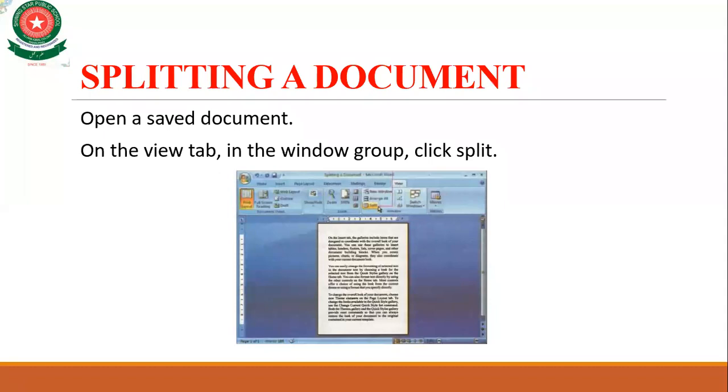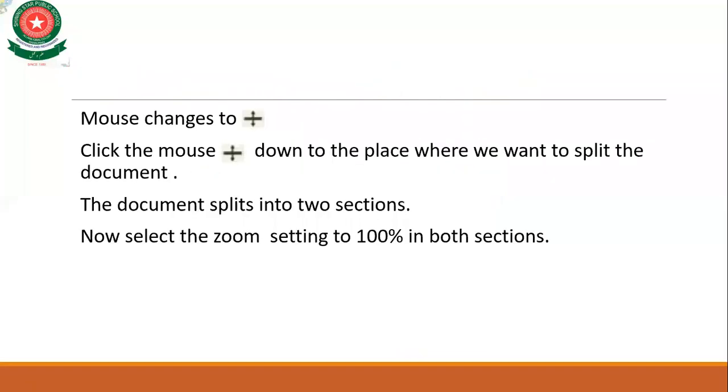First of all, open the saved document. Then on the View tab, in the Window group, click Split. You can see on the View tab, in the Window group, there is a Split option. When you click on this, the mouse changes to a cursor like that.